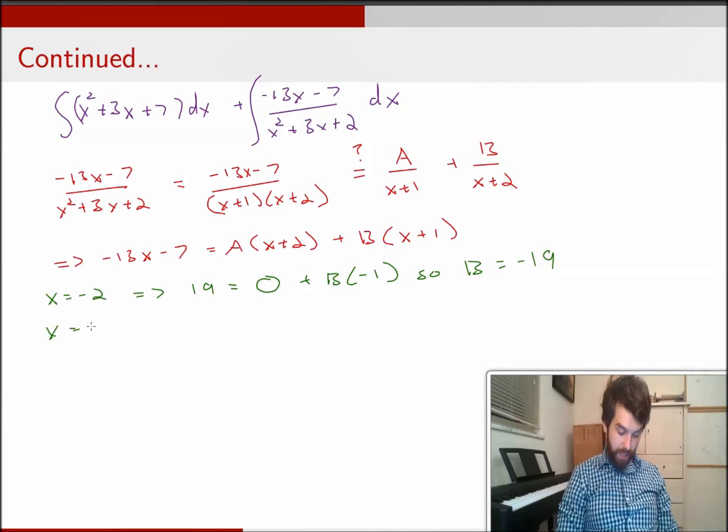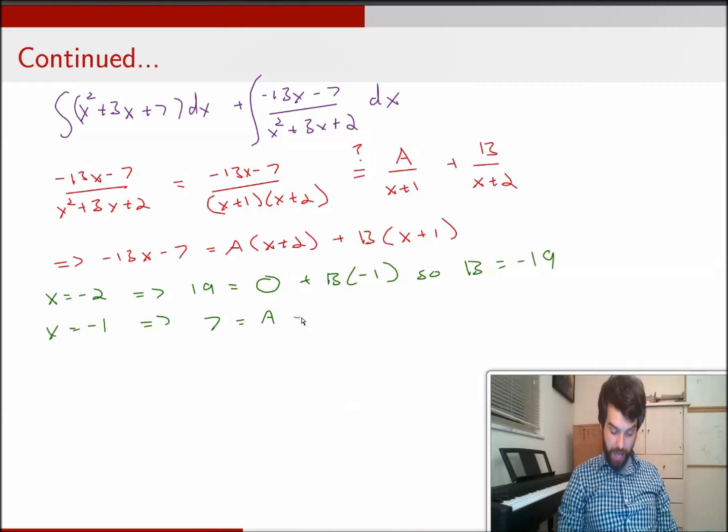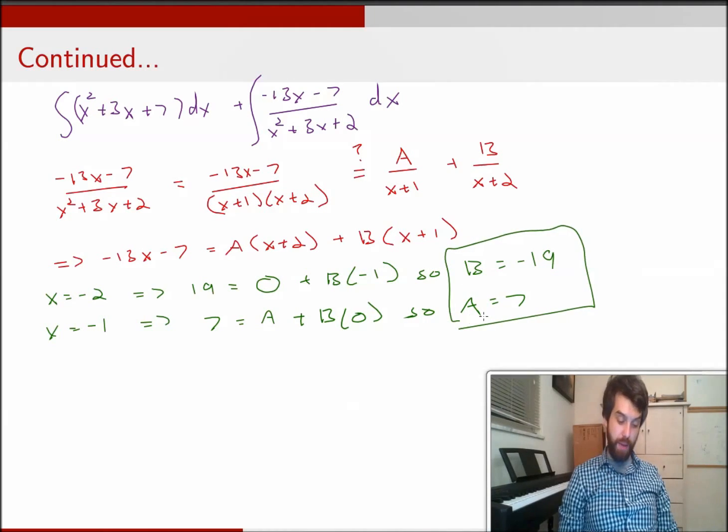Likewise, if I plug in x equal to minus 1, I'm going to get 14 minus 7, and therefore I'm going to get 7. I'm going to have this being A multiplied by minus 1 plus 2 is just 1, so just equal to A, and then plus B multiplied by 0, so in other words, my A is just equal to 7. So I've computed what my A and my B are going to be.